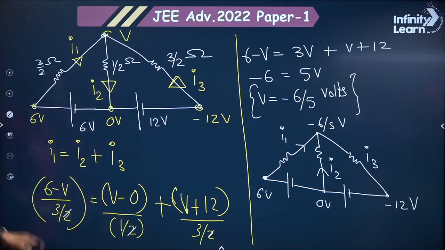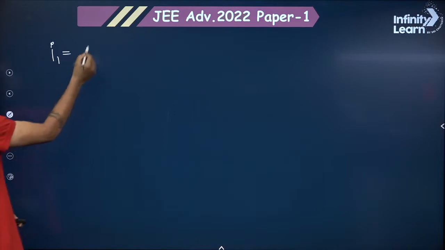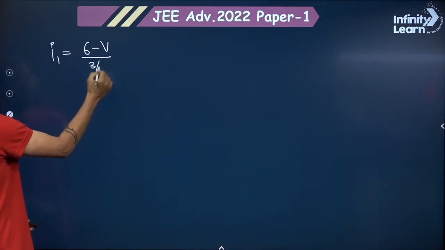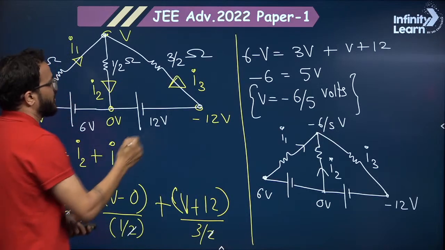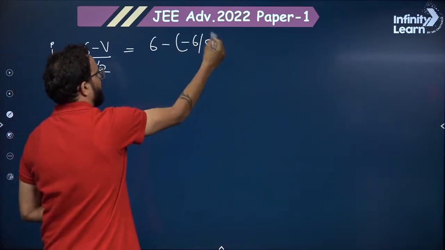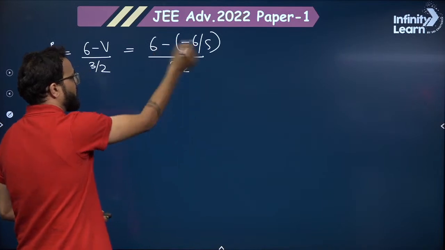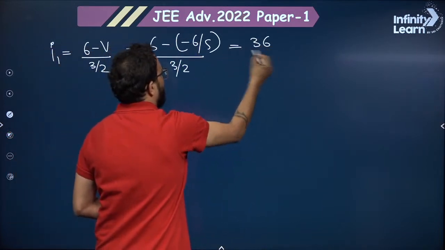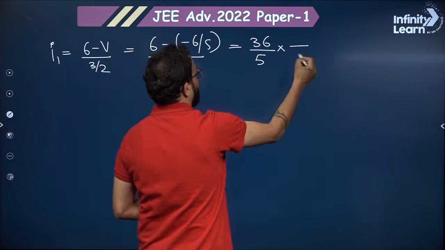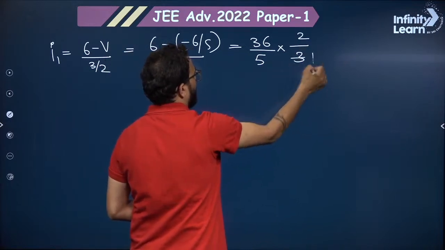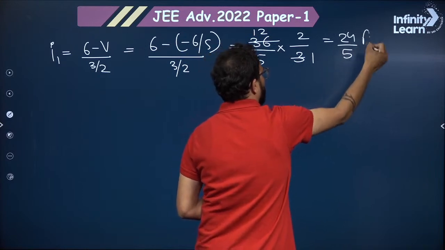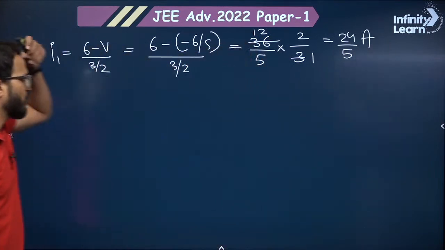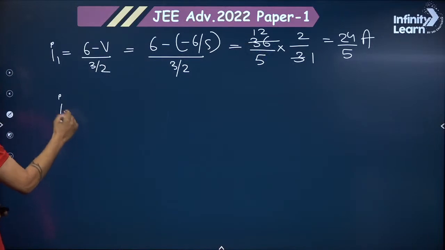So what is I1? 6 minus V upon 3 by 2. So I1 will be 6 minus, minus 6 by 5, upon 3 by 2. 5 sixes are 36, so 36 upon 5 into 3 by 2, which is 24 by 5 ampere, right? This is 24 by 5 ampere, I1.